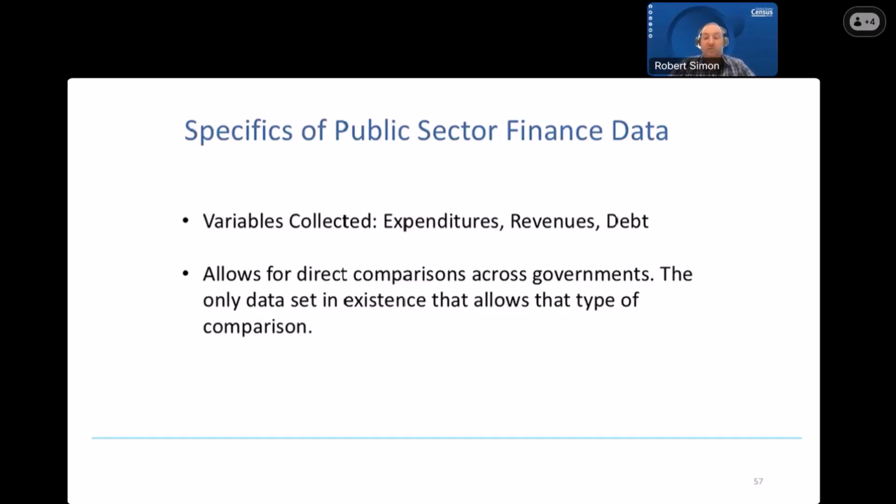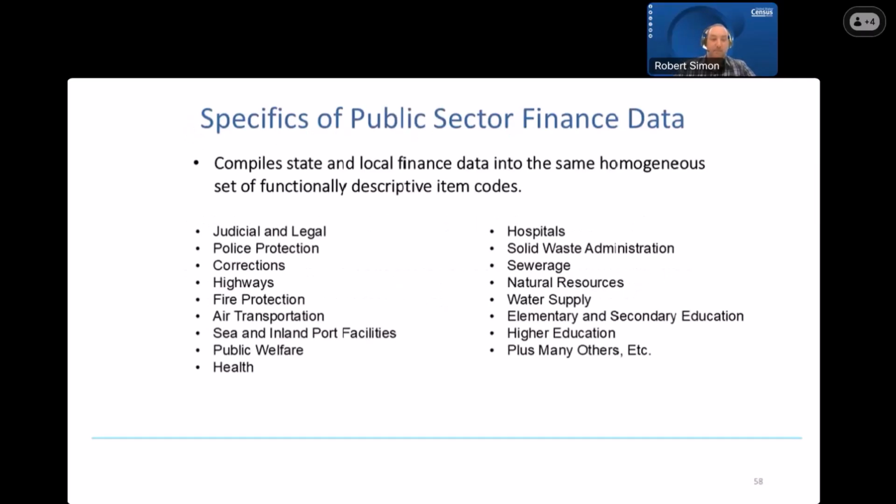ASFIN not only puts the finance data all in one place, but it also classifies the diverse data into functional categories that are common across all states. It essentially creates a unifying classification system. I didn't put all of the functional categories, but I did put some here so that you can get an idea of what I'm talking about when I say functional categories. Some examples are judicial and legal, highways, public welfare, hospitals, natural resources, higher education, etc.